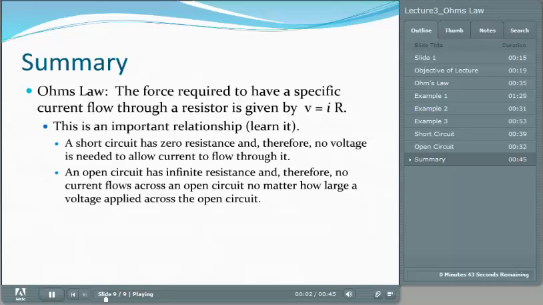Ohm's law is the relationship between the electromotive force, voltage, that's required to have a specific current flow through a resistor, V equals IR. This is a very important relationship that must be learned for this course. We also discussed two particular examples of the extremes in resistance. Short circuit, which is a component that has zero resistance, and therefore no voltage is needed to allow current to flow through it. And an open circuit, which has infinite resistance, and therefore no current flows across an open circuit no matter how large the voltage applied to that particular component is.